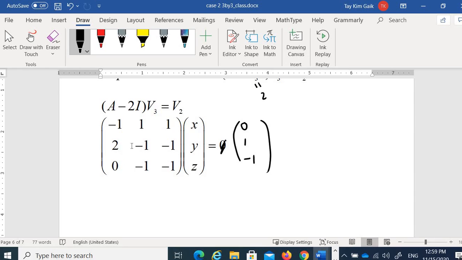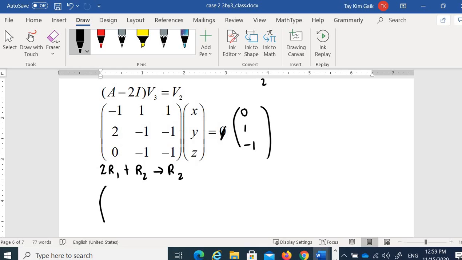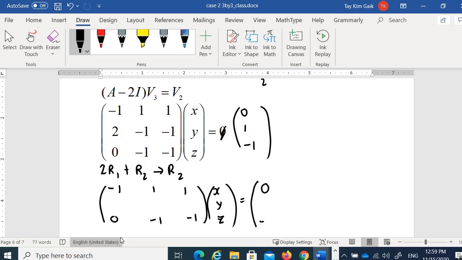Then, using the same operation as just now, which is 2 times row 1 added up with row 2, put into row 2. There's no change on row 1, so you just copy it down: negative 1, 1, 1, this is x, y, z. Also no change on row 3, because a31 is already 0, so just copy it down.